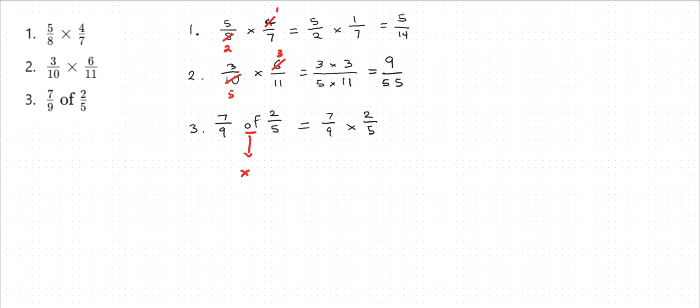All right. Now, again, we're going to be looking for any kind of common factors. I can't see any here, so we're just going to proceed by doing our numerator times our numerator and our denominator times our denominator. And that's going to be equal to 7 times 2 over 9 times 5. And that's 14 over 45. All right, and we're done.